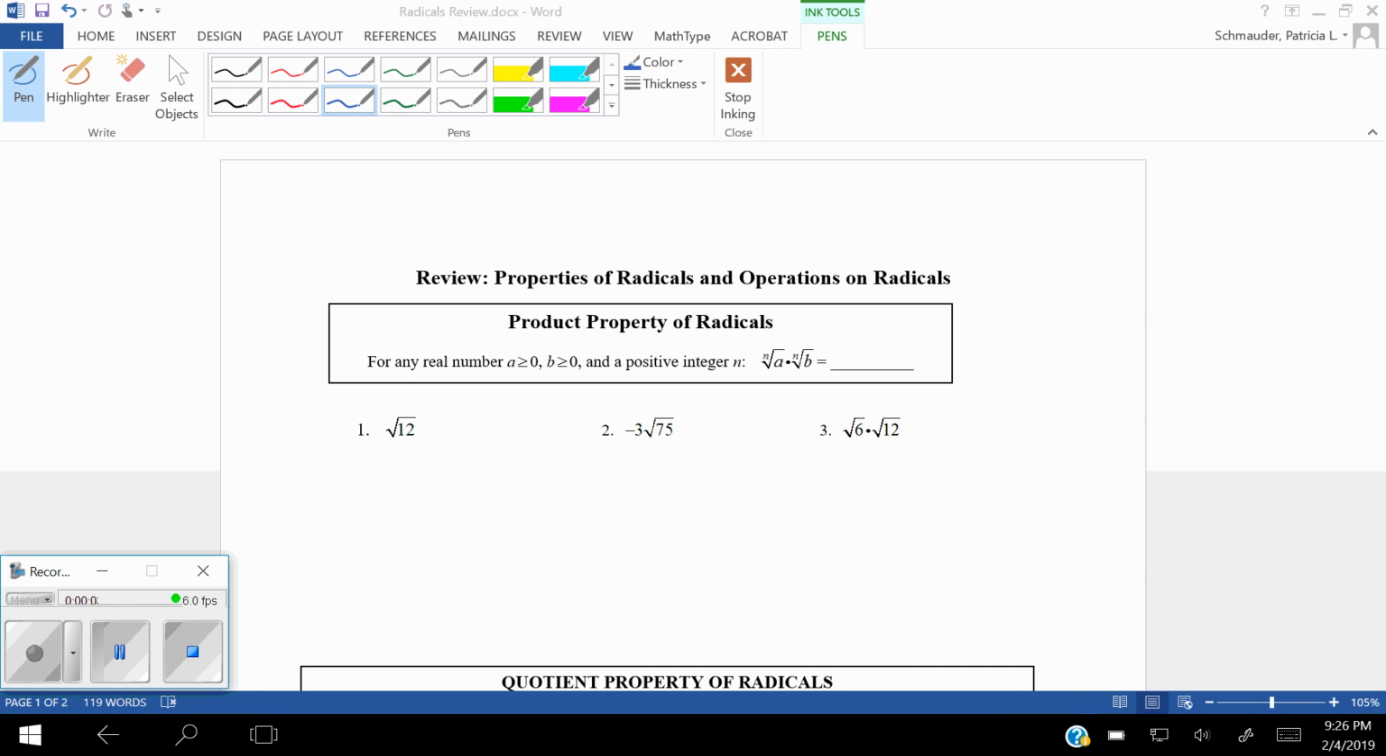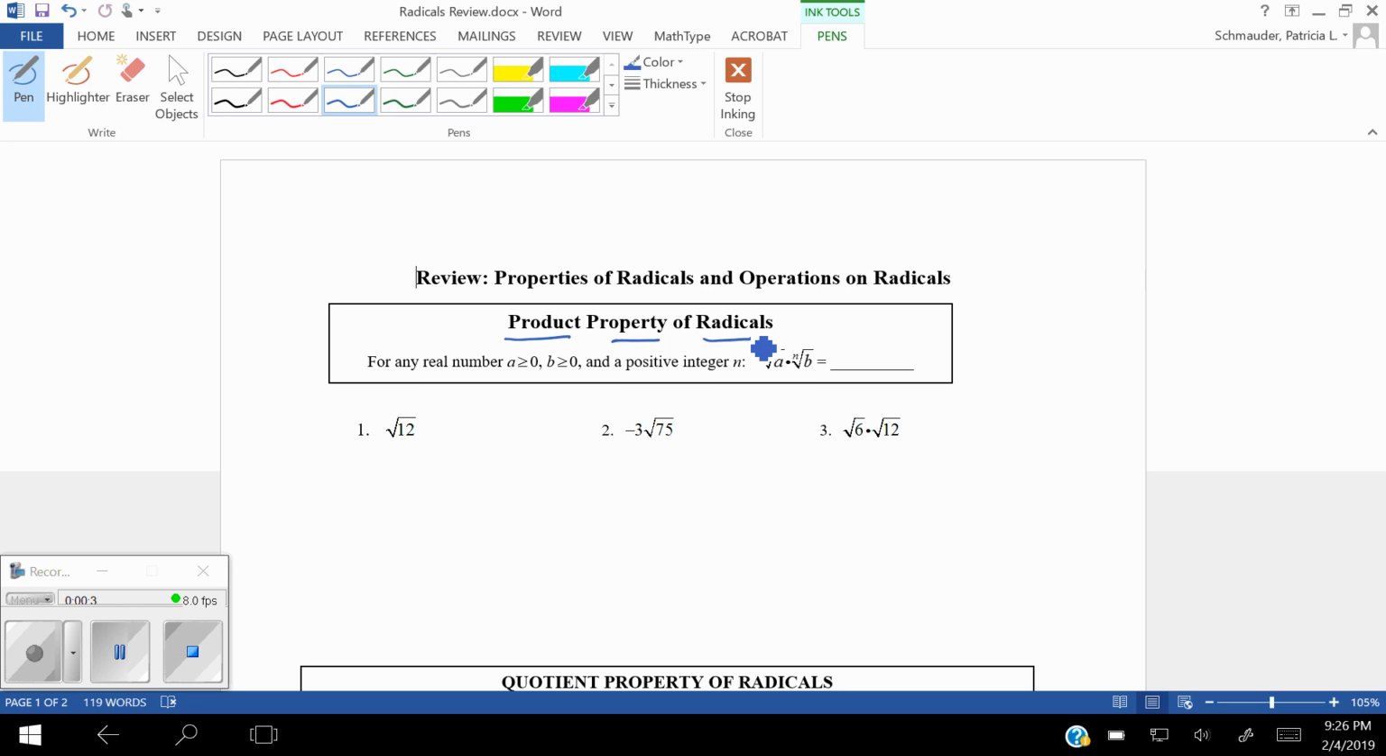Since we're going to use a lot of radicals and do a lot of operations on radicals in this unit, we're going to do a little review here. We're going to start with the product property of radicals because we're going to use that when we want to simplify radicals. So the product property of radicals says for any real numbers, a greater than or equal to 0, b greater than or equal to 0.